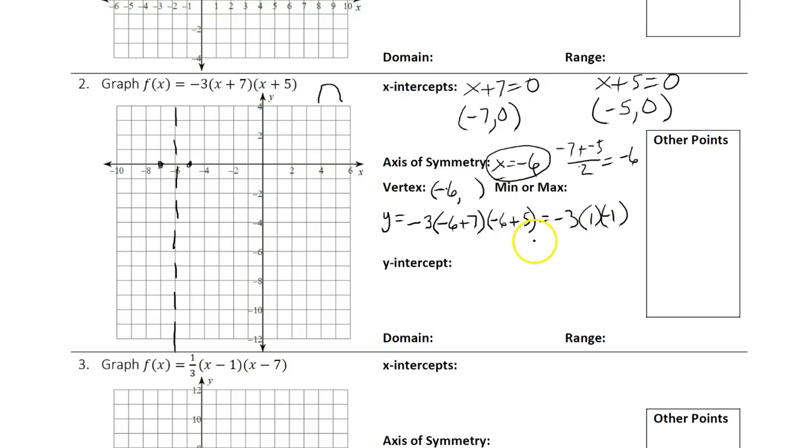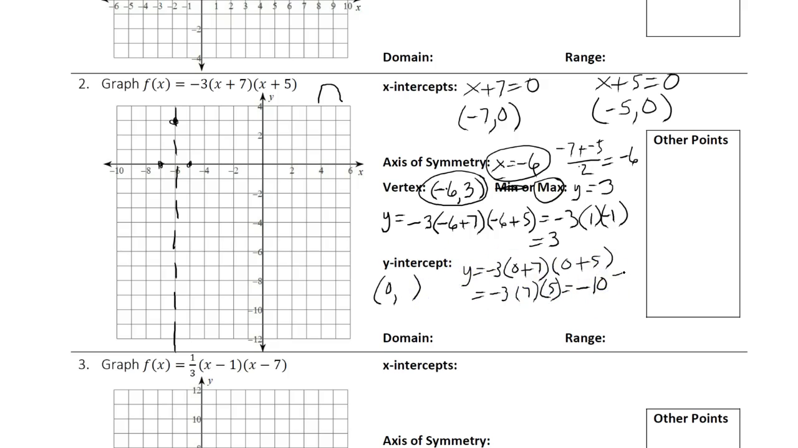Y equals +3. So the vertex is (-6, +3). The maximum for this parabola is at y equals 3. To find the y-intercept, plug in x equals 0 and solve for y. The y-intercept is -105, which is far too big to fit on this graph. The domain is all real numbers. The range is y is less than or equal to 3.